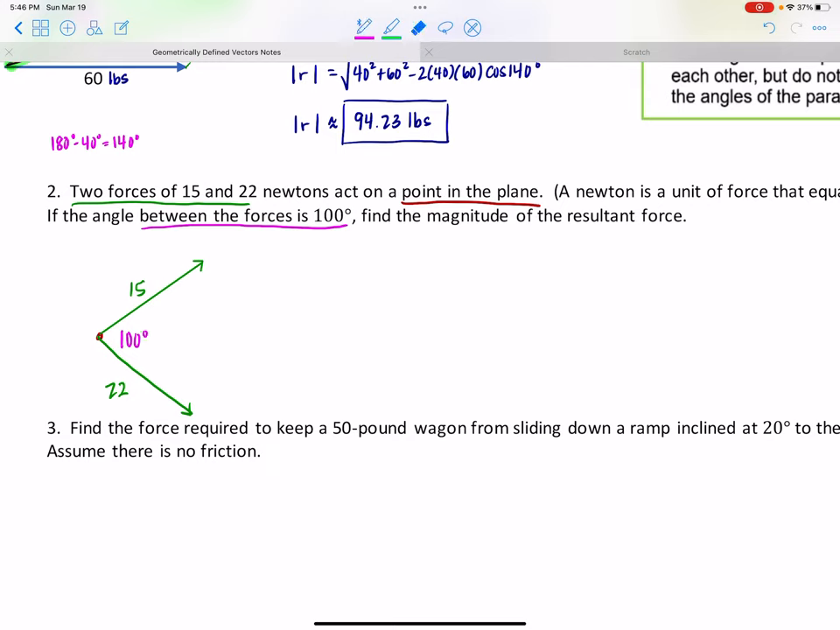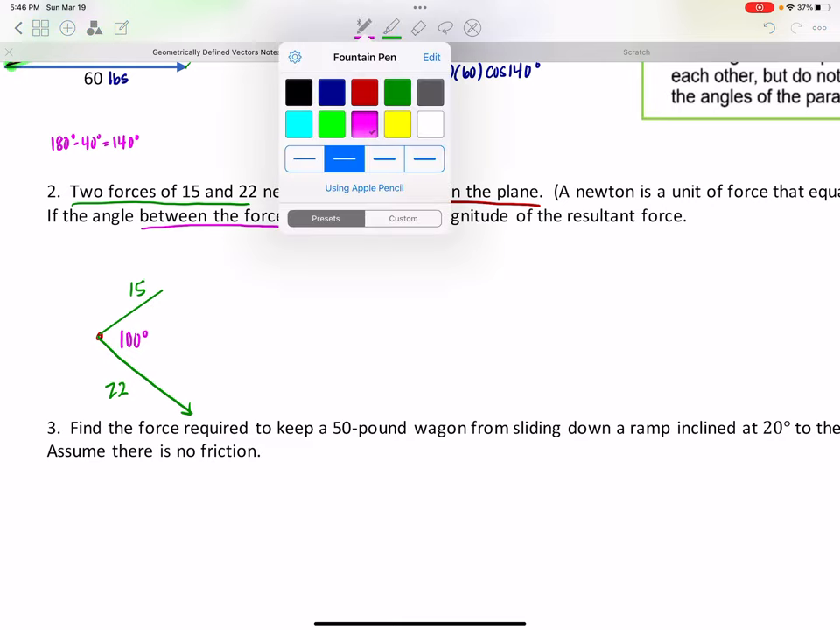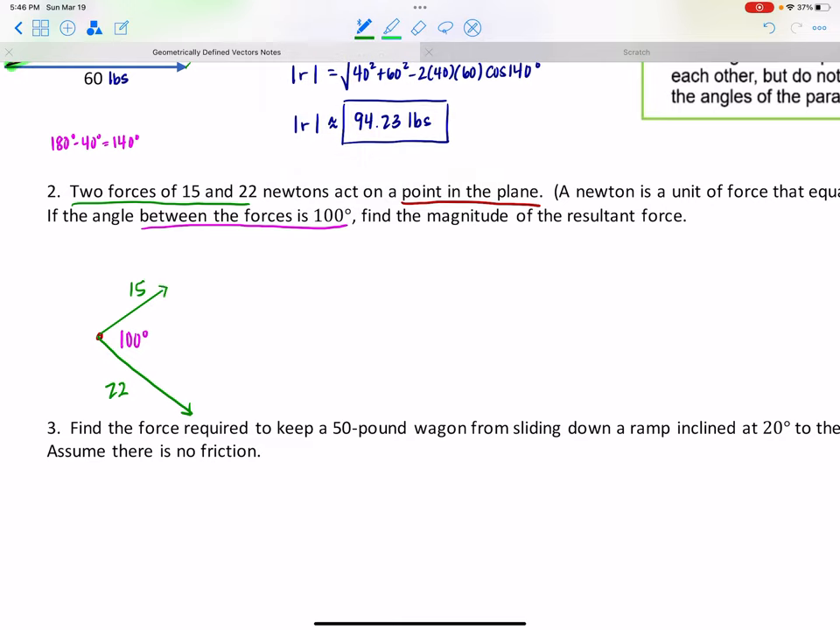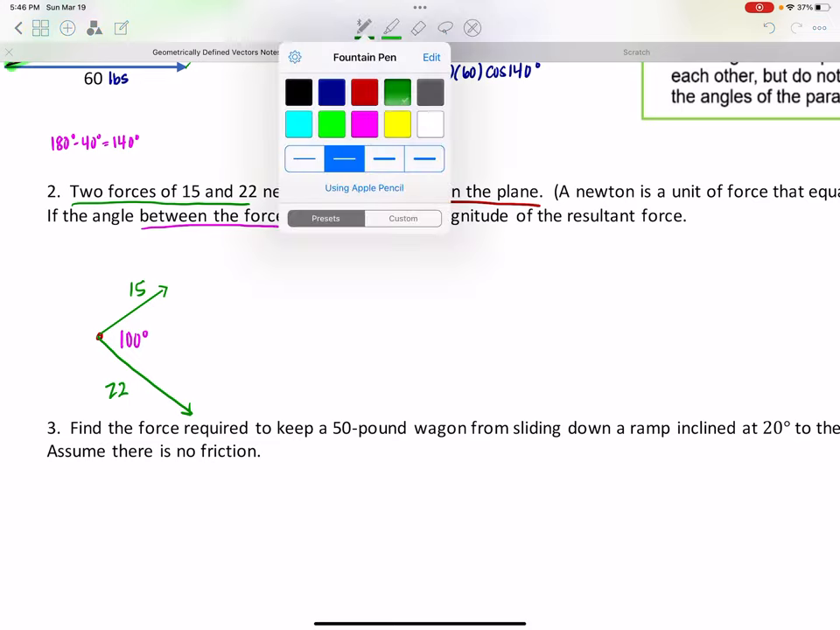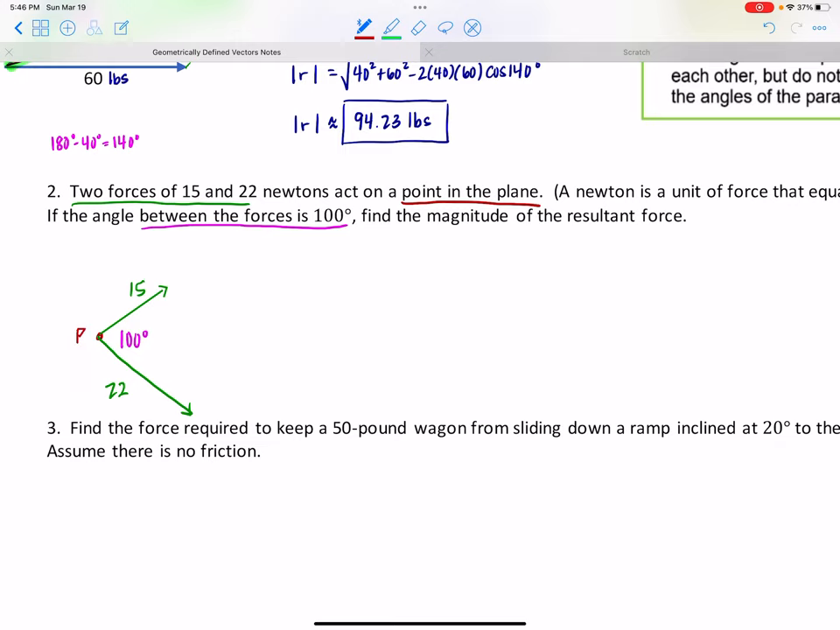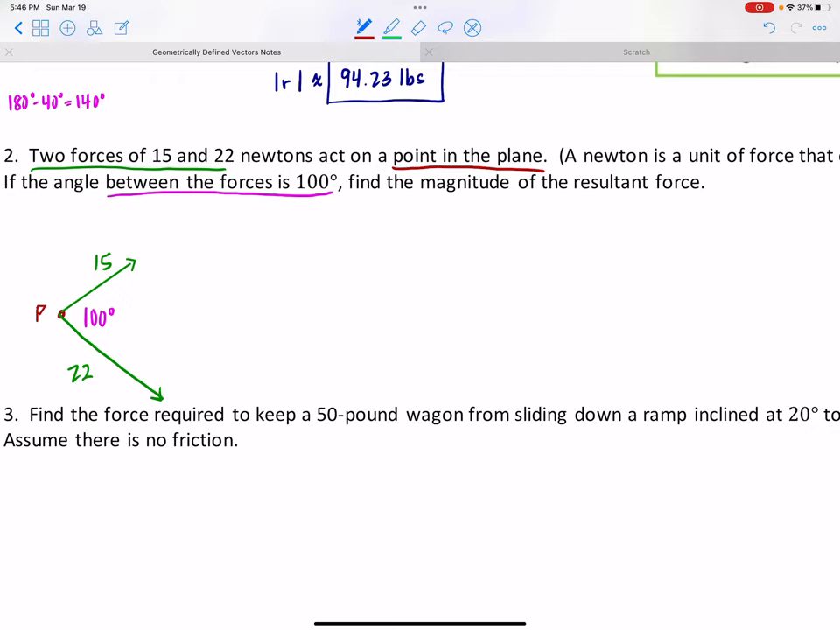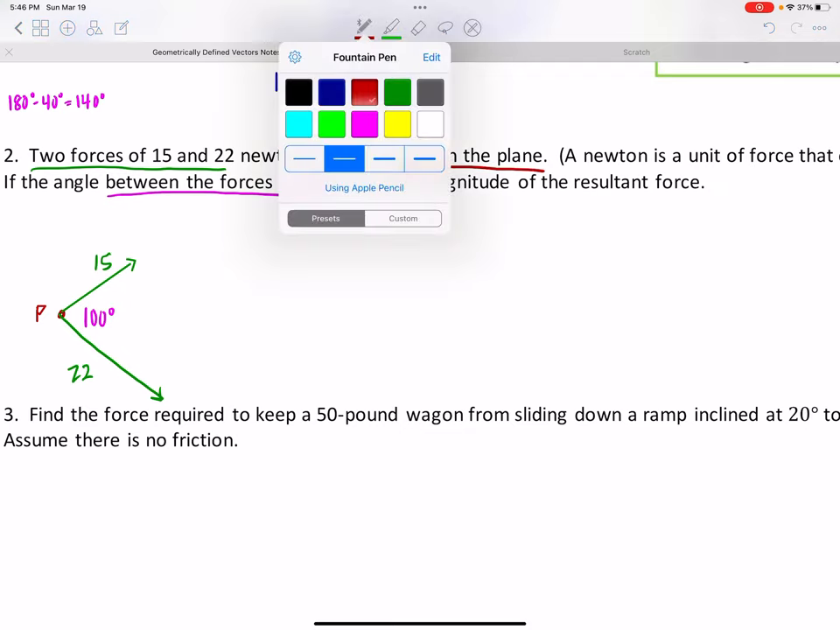And again, it says to find the magnitude of the resultant force. I'm just going to make this a little smaller so it looks a little bit more to scale. Okay, so here it is. So again, 15 and 22 being forces means they represent vectors. We have two vectors going in different directions, and I know this because there's an angle of 100 degrees between them acting on that point in the plane, which I just drew as a red point, but maybe I can call that point P. Alright, so the resultant force would be the sum of these two vectors, and because they are connected with their initial points, again, I would use the parallelogram method here.